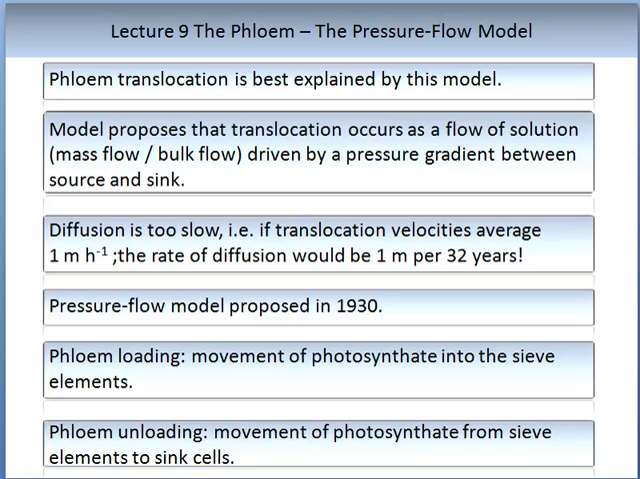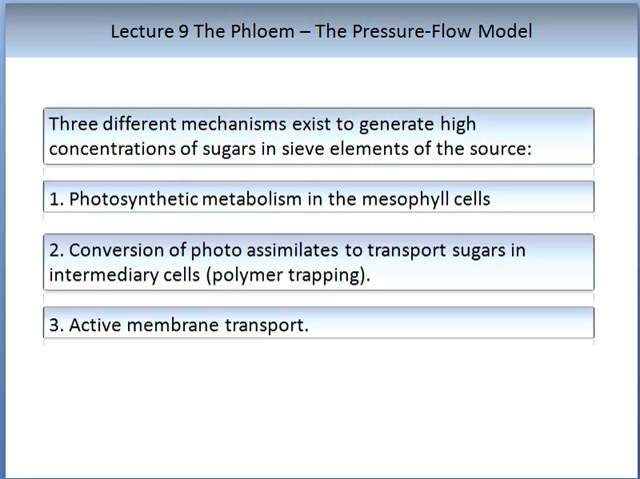The pressure flow model was proposed in the 1930s. Phloem loading is the movement of photosynthates into the sieve elements. Phloem unloading is the movement of photosynthates from the sieve elements to the sink cells. Under this model, 3 different mechanisms exist to generate high concentrations of sugars in the sieve elements at the source.